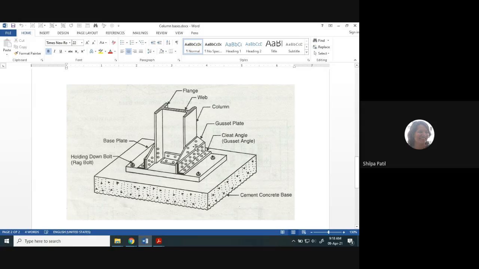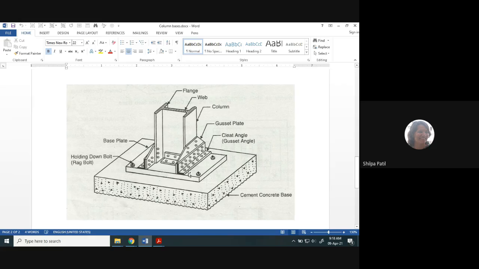This gusset plate is connected to the column at the flanges. It is provided always at the flanges, and then to connect this gusset plate and the column to the base plate, we require one more cleat angle over here. Now this cleat angle is also called a gusset angle, because the purpose of provision of this cleat angle is to connect the gusset plate also to the base plate. Okay, so it is also called a gusset angle, and this angle, which is connected to the web of the column and to the base plate, is called simply a cleat angle.